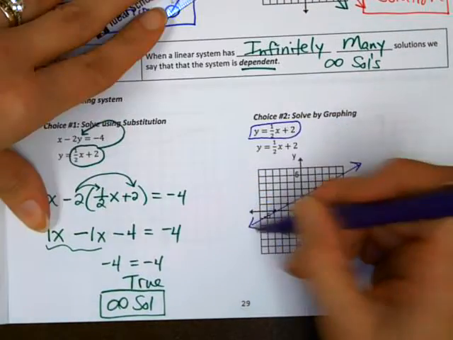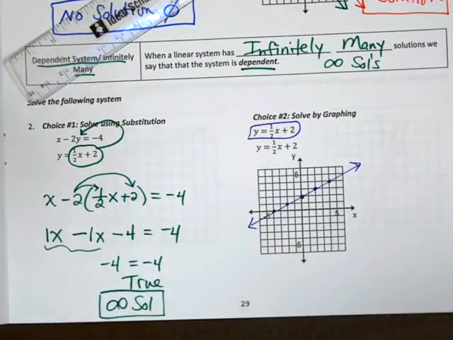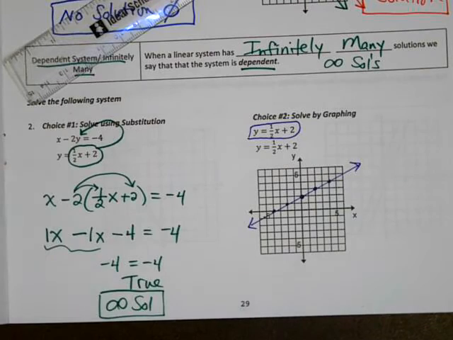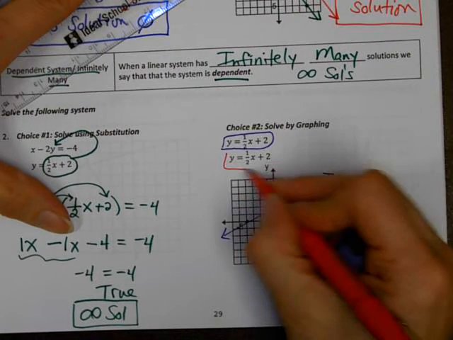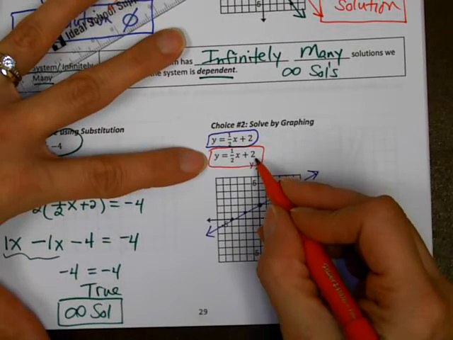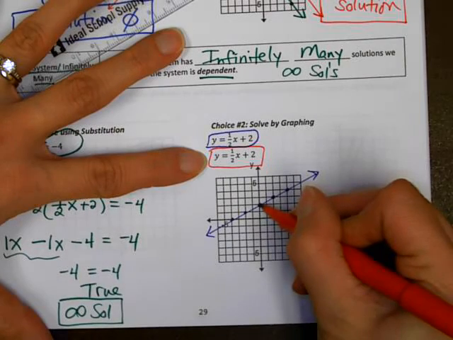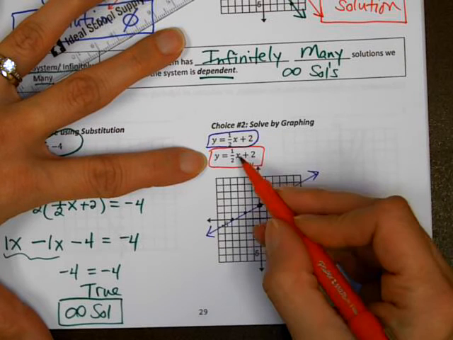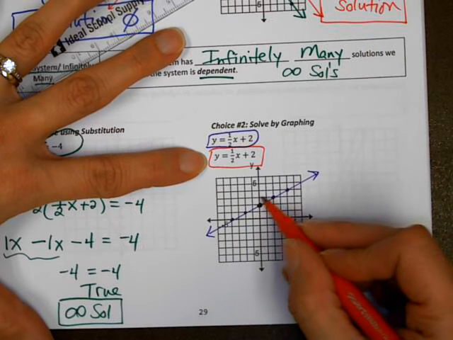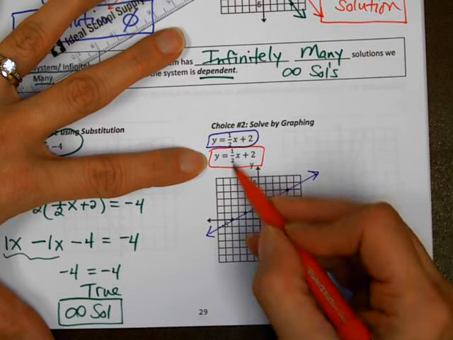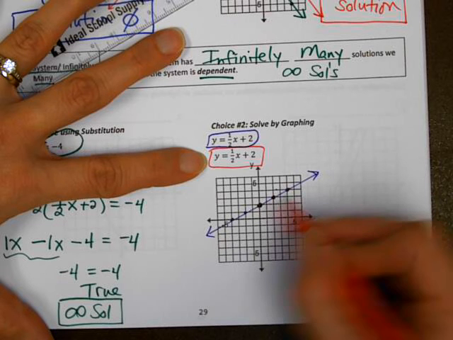I'm going to graph line number 2 with my red marker. I'm going to color code this for you. This line right here is going to be the red line. I'm going to start at 2, the same place as the other line. I'm going to go up 1 over 2. Wow, I'm doing the same thing as the last line.